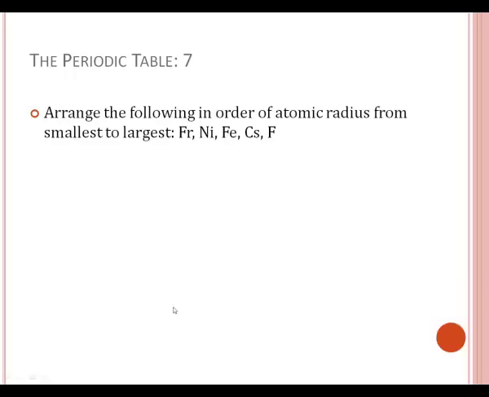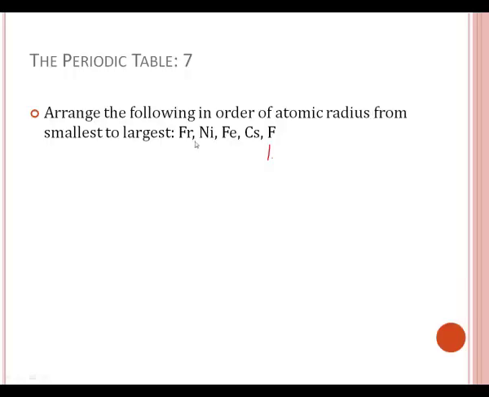So number 7 is asking us to arrange the following in order of atomic radius from smallest to largest. So if we look at our periodic table and we look at our trends, atomic radius is again the size of the atom from the center to the edge of the electron cloud. So in this case, the smallest one is going to be fluorine. So fluorine is the smallest one, and all of these other ones, we're going to rate them based on how close they are to fluorine.